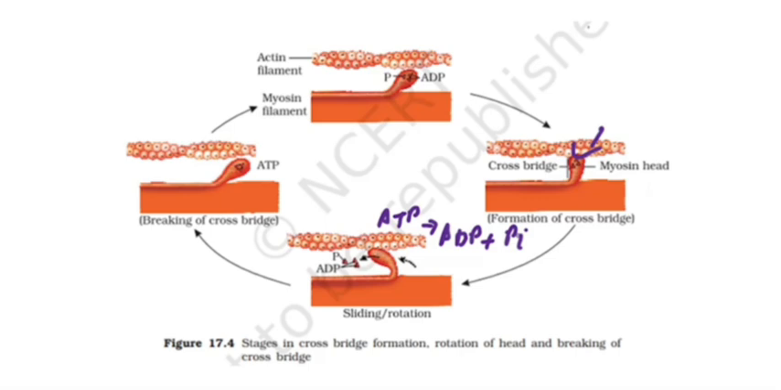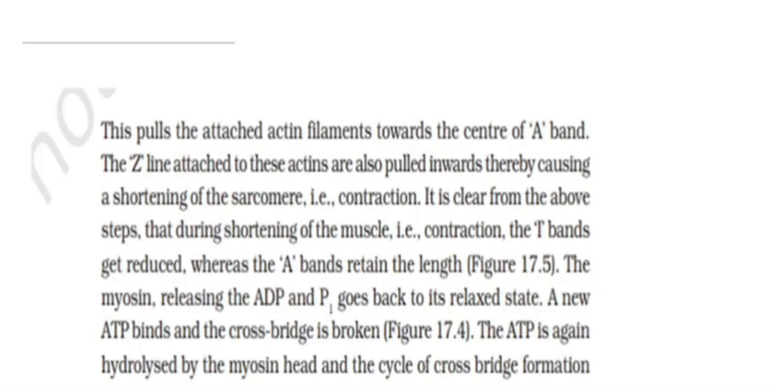So when the breaking of the cross bridge takes place, this ADP plus Pi is converted into ATP, and the breaking of the cross bridge takes place. So cross bridge formation is this and breaking of the cross bridge is this. Then the actin and myosin bond is broken and it will again undergo the masking process. So how cross bridge formation, rotation of the head and breaking of the cross bridge take place, we have discussed here. Now we will move to another point.